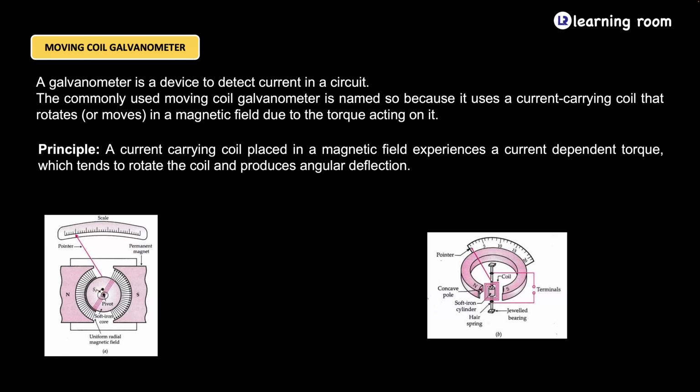So are you getting a validation from this? So this is a device which works on the principle stating that a current carrying coil placed in an external magnetic field experiences torque. Are you able to understand this? Right. So having said this, we'll get into the theory part.